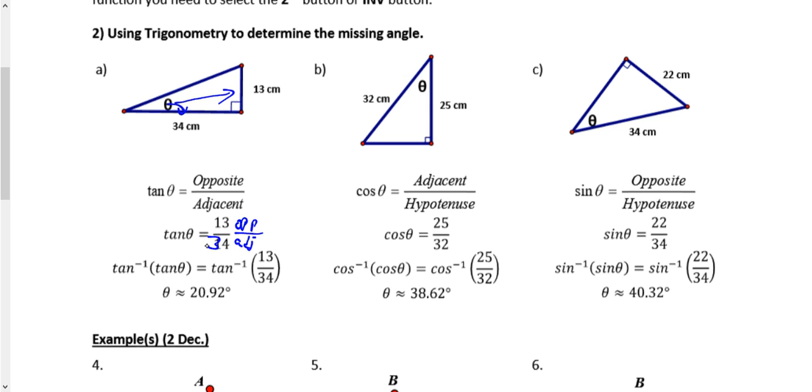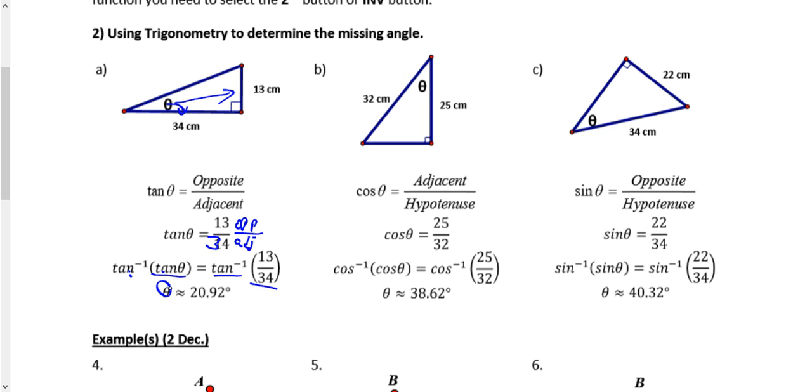So how do I undo taking the tangent of theta? Inverse tangent. I take the inverse tangent of the tangent of theta. But, as always, if I do something to one side of the equation, I have to do it to the other side. So if I take the inverse tangent of this side, I have to take the inverse tangent of 13 over 34. What's the inverse tangent of the tangent of theta?